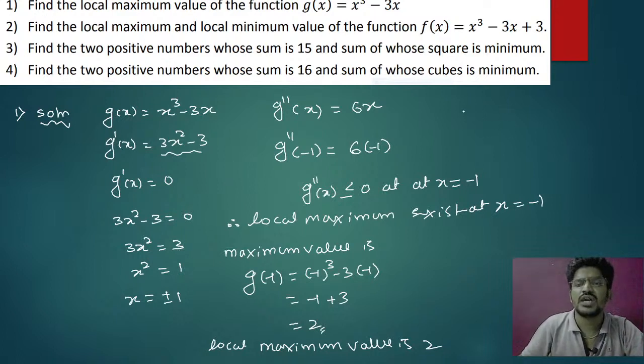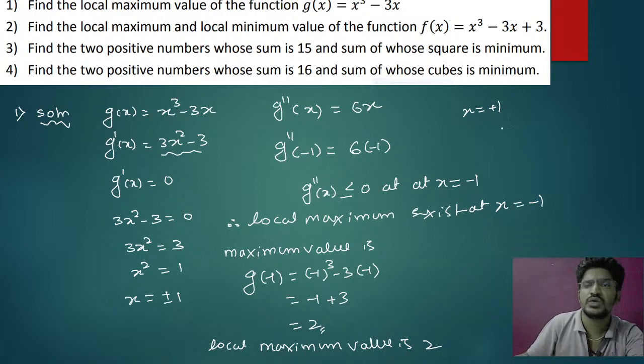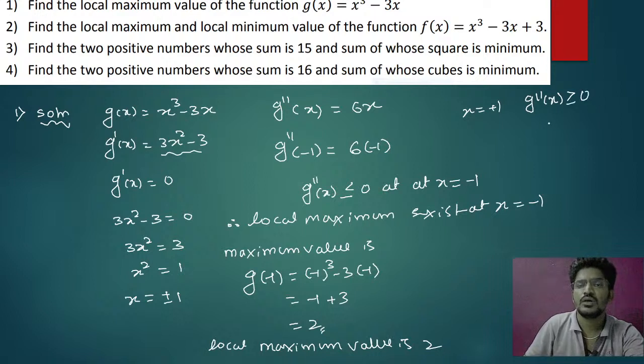So what about x is equal to plus 1? If you put x is equal to plus 1 here, what happens? G double dash of x is going to be greater than or equal to 0. Okay, why? Because 6 into 1 is 6. So it is going to be greater than or equal to 0. Here local minimum exists at x equal to 1.